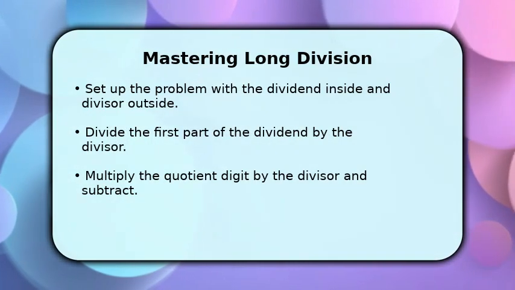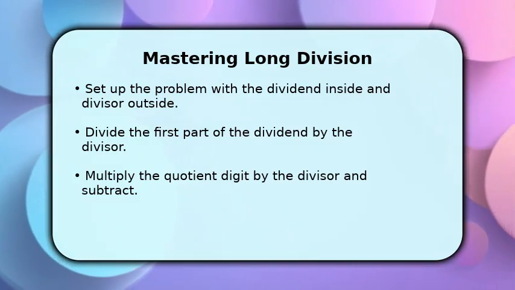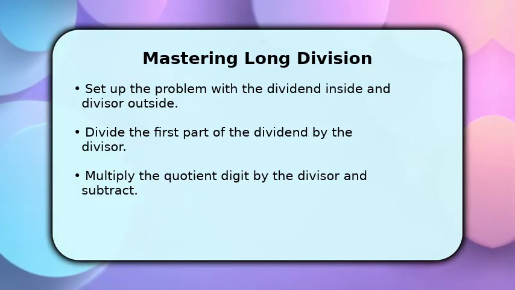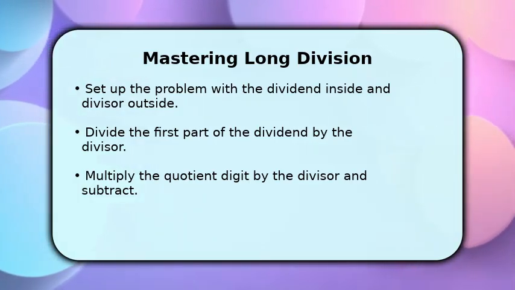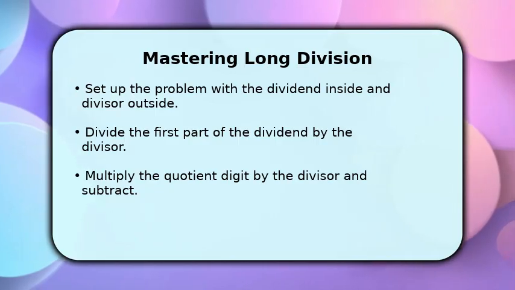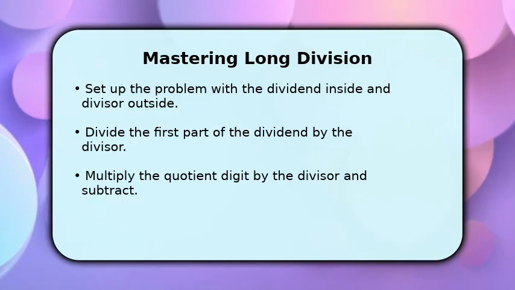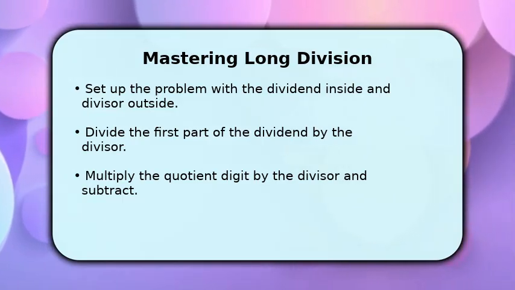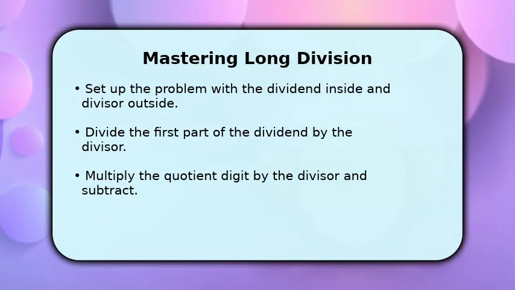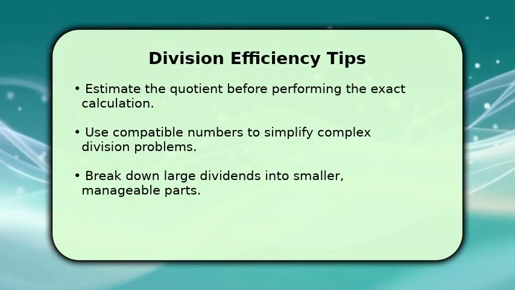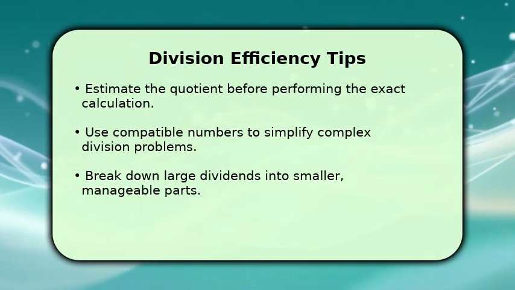Now, let's dive into the long division method, a reliable way to tackle larger numbers. Begin by setting up your problem, placing the dividend inside the division symbol and the divisor outside. Next, divide the first 1 or 2 digits of the dividend by the divisor, writing the quotient digit above. Multiply that quotient digit by the divisor, then subtract the product from the dividend's current section. Bring down the next digit and repeat these steps until there are no more digits to bring down, giving you your final answer.